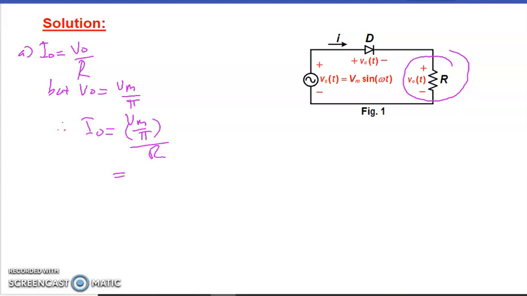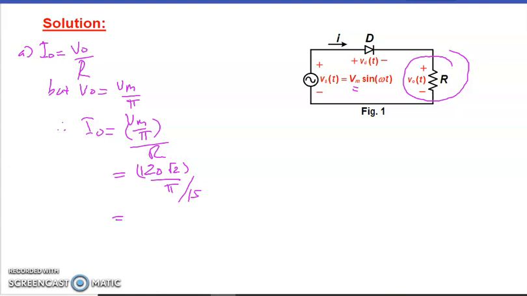So V max here is equal to 120 times root 2. If you refer back to the question, it gives you the value in RMS, so you have to change it again into peak, which means you have to multiply by root 2. Divide by pi, then divide by 15.